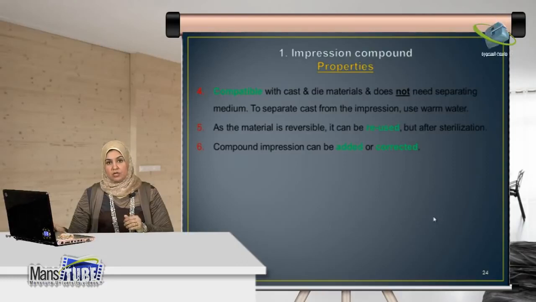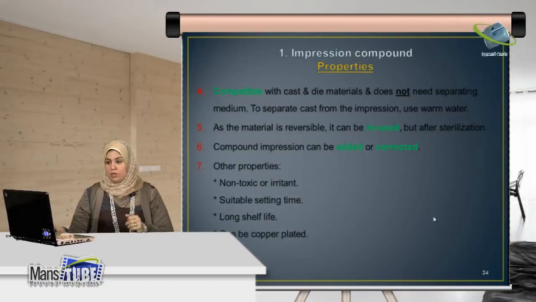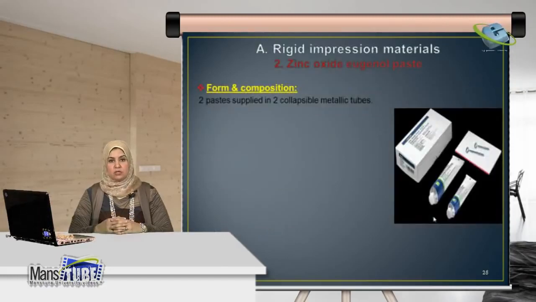A very good advantage of impression compound is that it can be added to or corrected because it is reversible, as we mentioned, and it is not a toxic material. It has a suitable setting time, it has a long shelf life, and it can be copper plated. The next rigid impression material that we will talk about is the zinc oxide eugenol impression material.